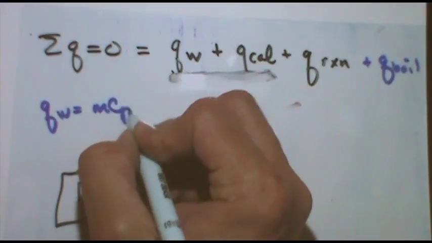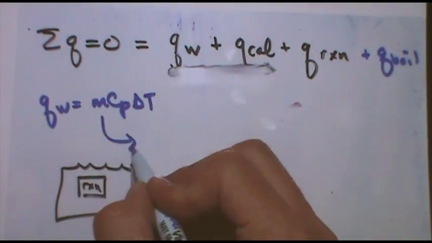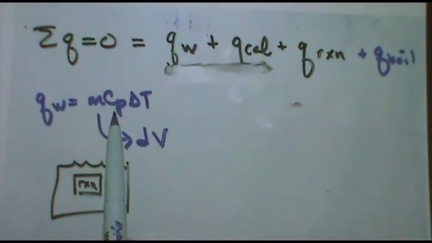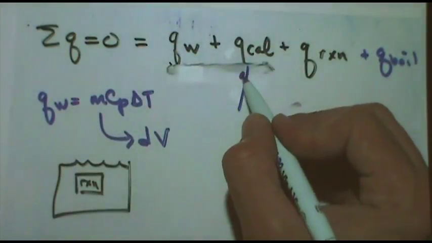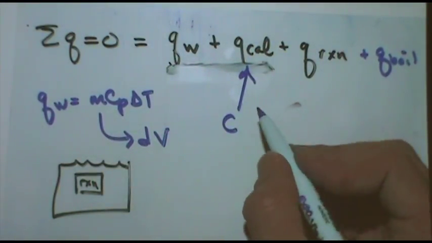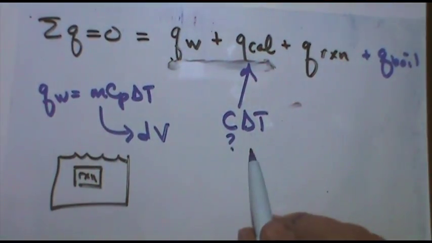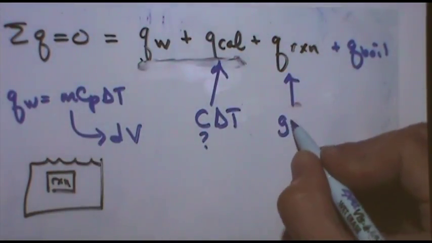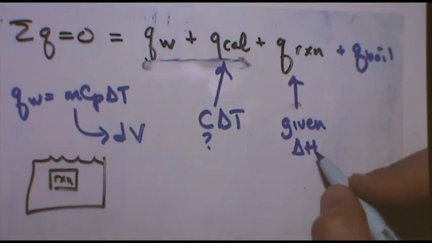Q of water is m Cp delta T. The mass of the water is not given, so you've got to go density times volume. Cp is on the back of the exam. Is it okay if I leave delta T to you? Okay. They want to know the heat capacity of the calorimeter, so that's the question mark. Q of reaction, that's given in the problem itself. They give you the delta H.